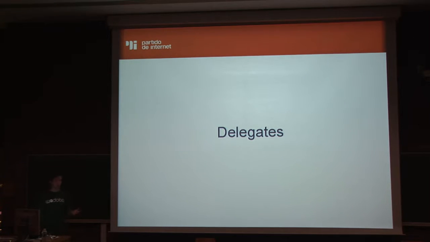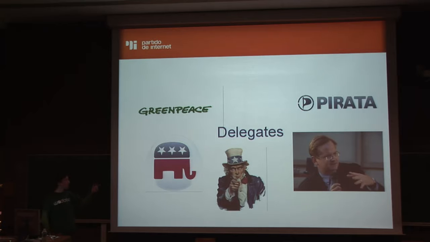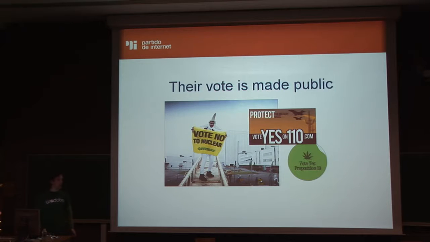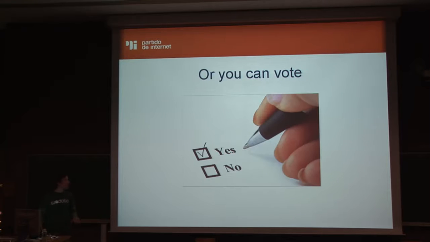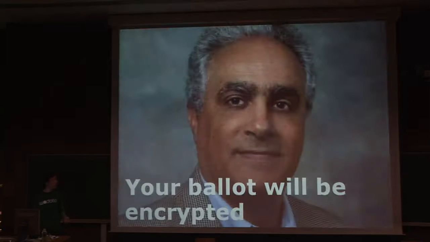And then we have the delegates. As this voting system supports delegation of the vote, these delegates need to publish their vote. The delegates could be anyone: you, a political party, any person, or even an organization. Their vote must be made public before the election begins, so you know how you're going to vote if you delegate to these people. And then the voting starts, and you can either delegate your vote or vote directly.